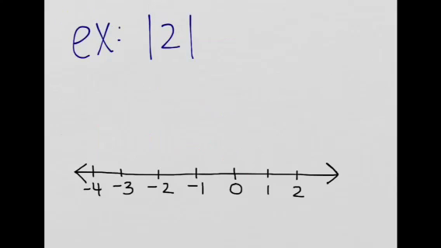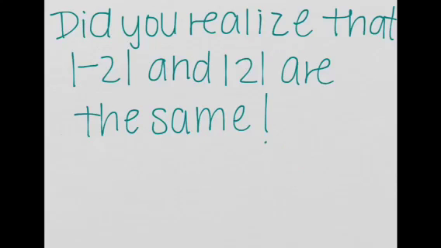Now let's do the same thing and find the absolute value of 2. In this case, we hop 1, hop 2, 1, 2. And again, the answer is 2. So the absolute value of 2 is equal to 2. So did you realize that the absolute value of negative 2 and the absolute value of 2 are the same?